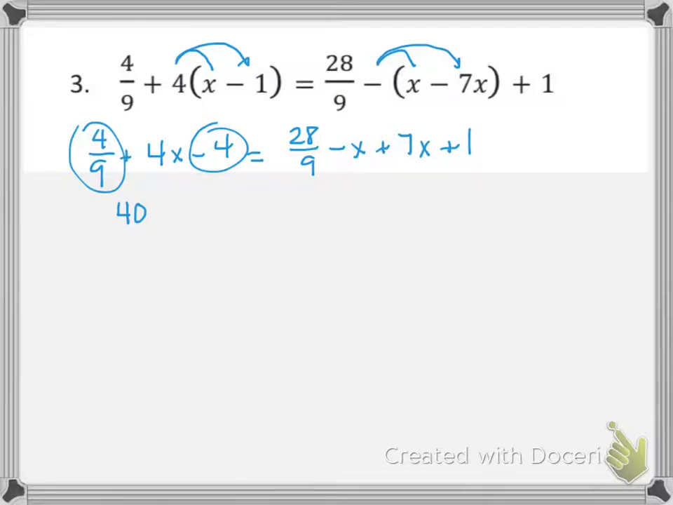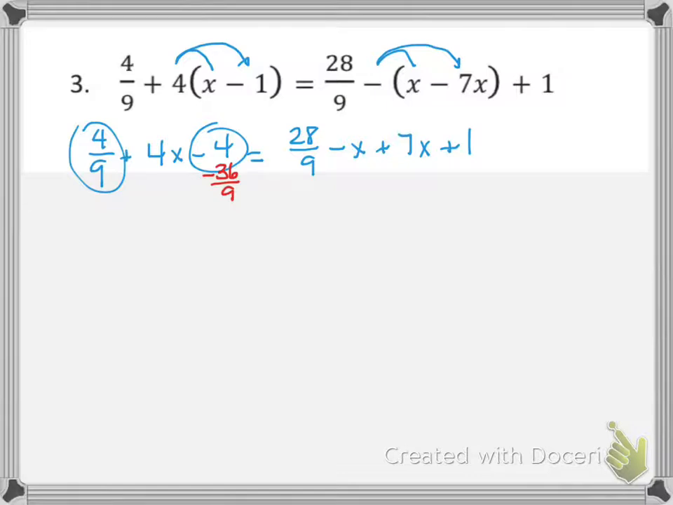36 ninths is negative, isn't it? Yeah, so that's not right. All right, let's change colors so we can see what's happening here. This negative 4 I'm going to change into negative 36 ninths. So negative 36 ninths is the same as negative 4.